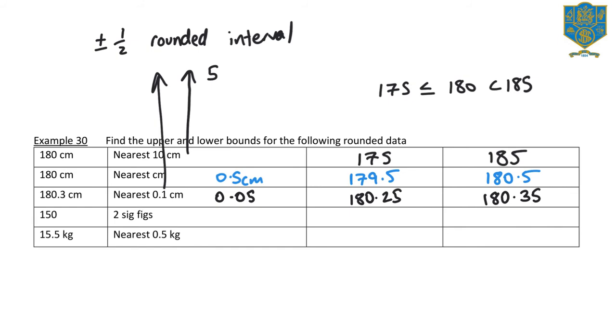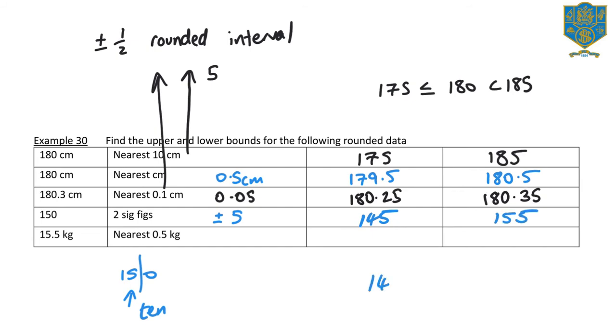150 rounded to 2 significant figures. Well, in this case, if it's 2 significant figures, the rounding has gone on between the 5 and the 0, so that's rounded to the nearest 10. So half of 10 is 5, so we're going to be looking at plus or minus 5. So if we take 5 away from 150, the lower bound is going to be 145, and the upper bound is going to be 155.